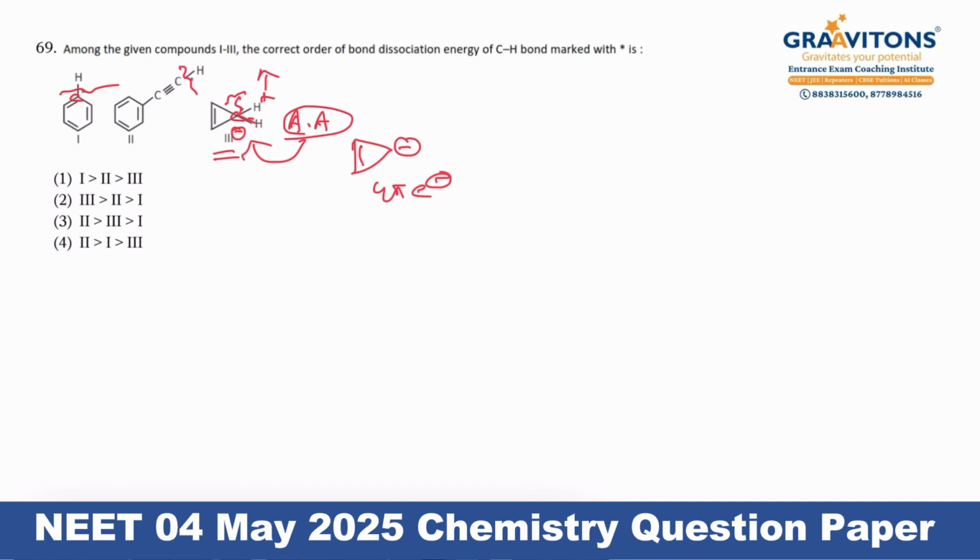So the third structure doesn't want to attain the anti-aromatic state, which is the least stable, so it never tries to break this bond. So you need to give more energy to break the bond. So I take this third one to have the highest bond dissociation energy. So the one and only option here is option 2, where the third is maximum. Then comes second and first.